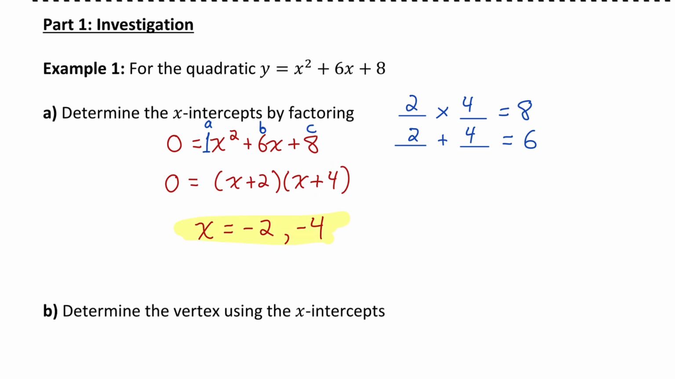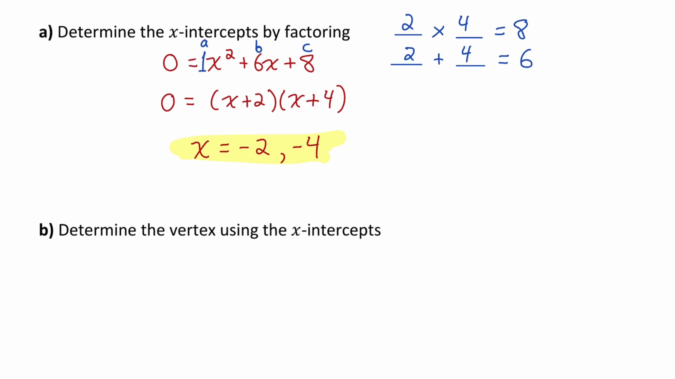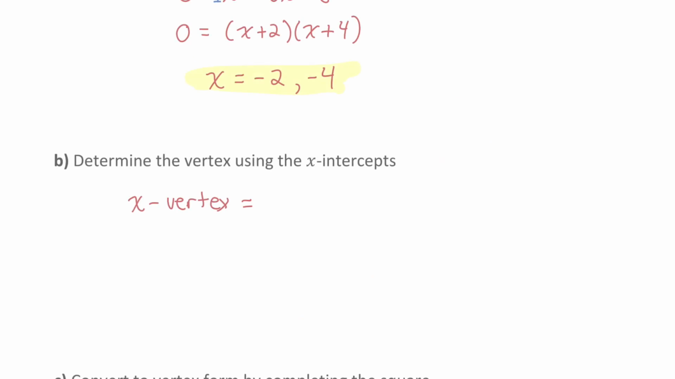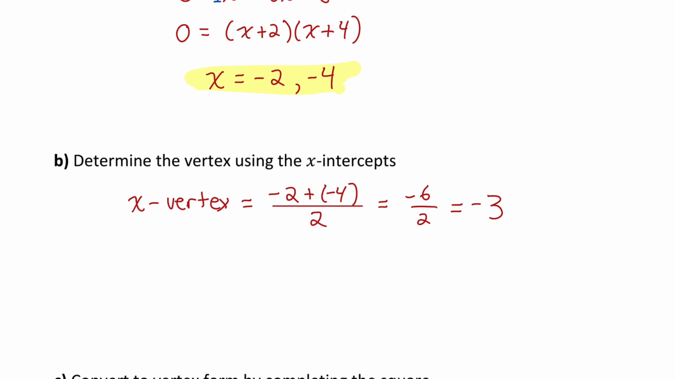And then in part B, it says use those x-intercepts to find the vertex. Well, because of the symmetrical properties of parabolas, I know the x-coordinate of the vertex is going to be right in the middle of the x-intercepts. So I'll find the x-coordinate of the vertex by finding the average of the x-intercepts. I can find their average by adding them and then dividing by 2. That gives me negative 6 over 2, which is negative 3. So the x-coordinate of the vertex is negative 3.